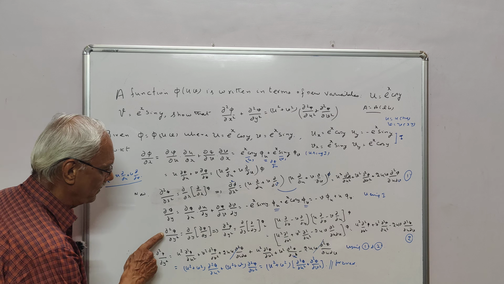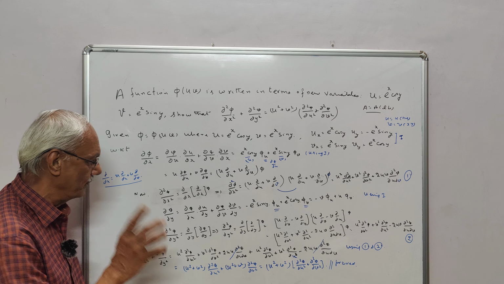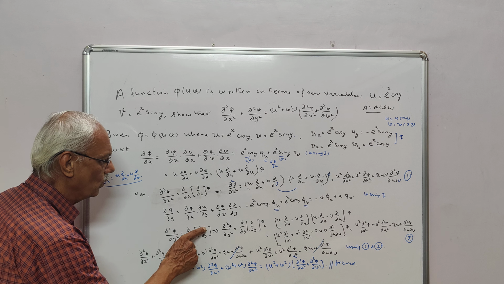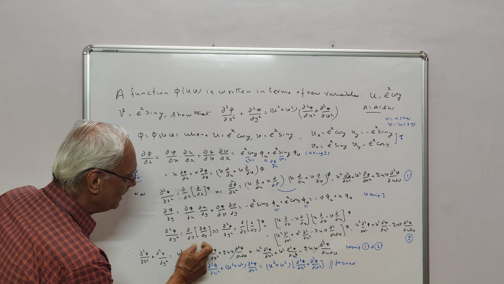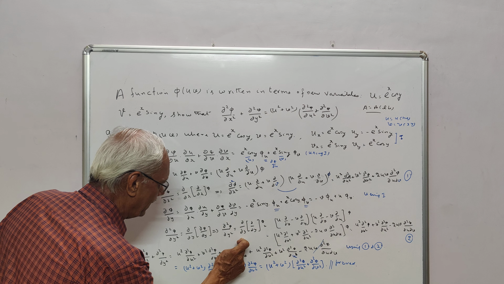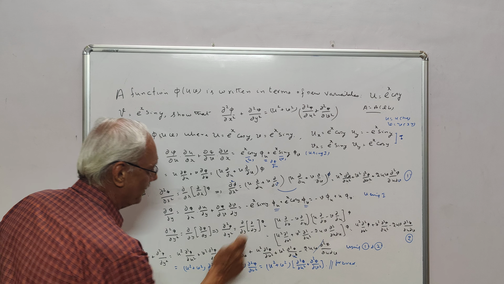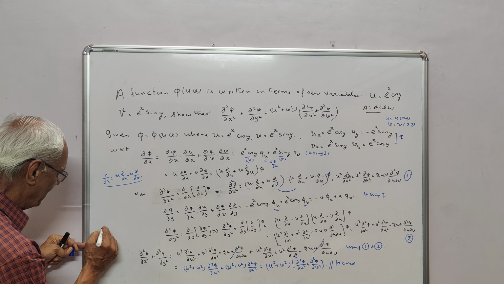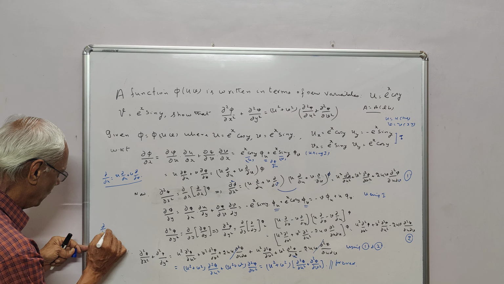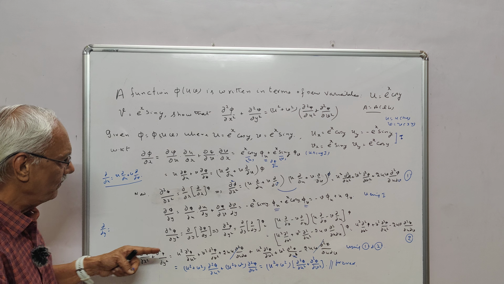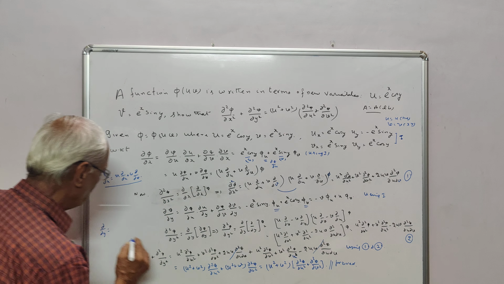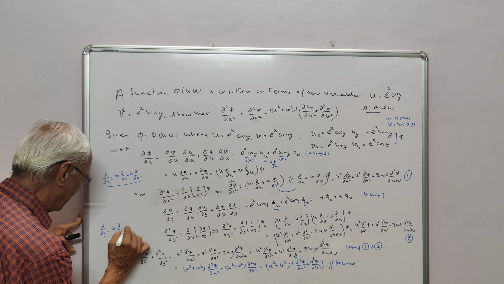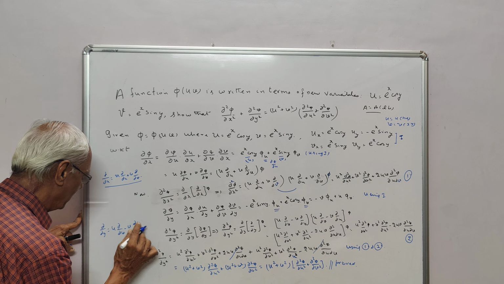Now let me find the second derivative of phi with respect to y. That is ∂²phi/∂y² is equal to ∂/∂y of ∂phi/∂y. Now you see that this is nothing but ∂/∂y into ∂/∂y of phi. But what is this ∂/∂y? Here ∂/∂y is equal to u ∂/∂v minus v ∂/∂u.